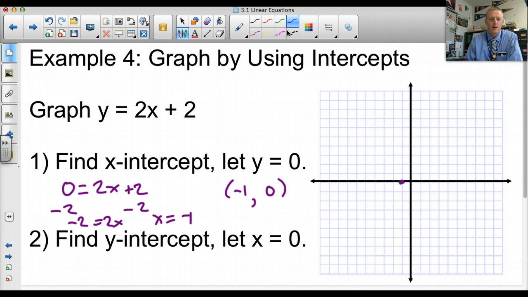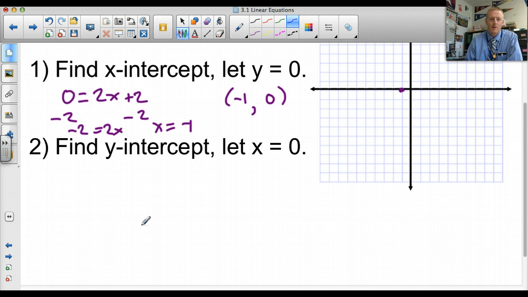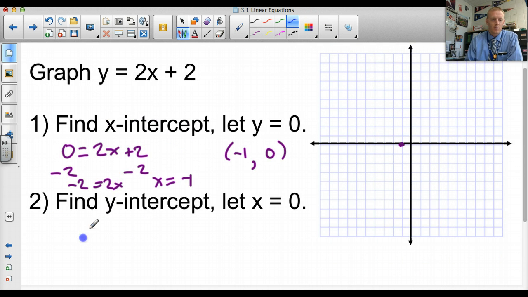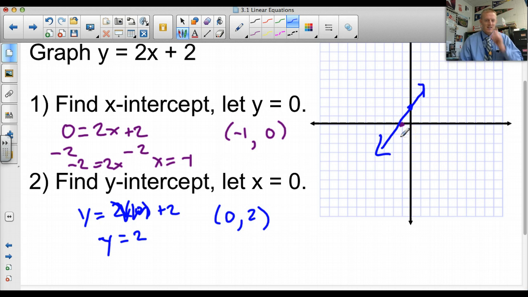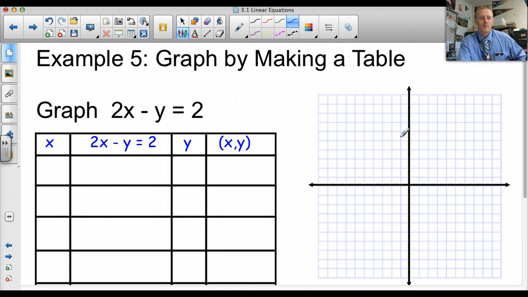Let's go to the next one. Find the y-intercept. That means x equals 0. So y is equal to 2 times 0 plus 2. Well, that's nothing. So y is equal to 2, and x is equal to 0. So we graph that point, 0, 2. And I can connect the dots. All right, so that's pretty easy stuff, right?